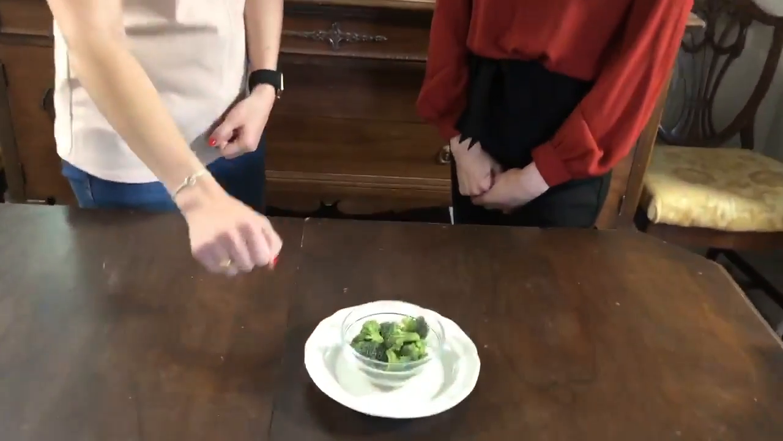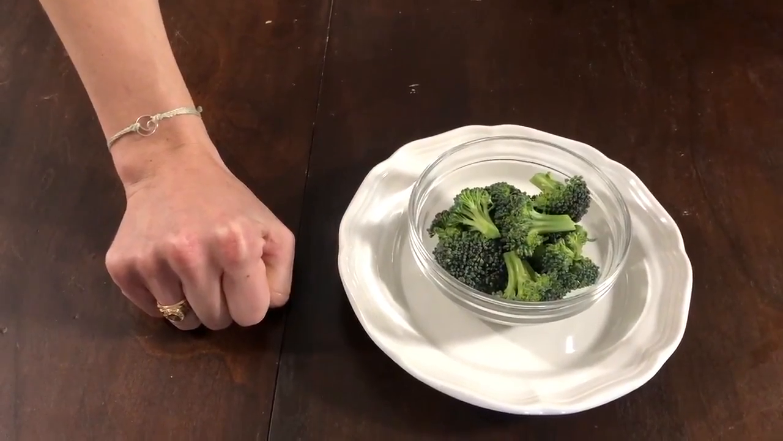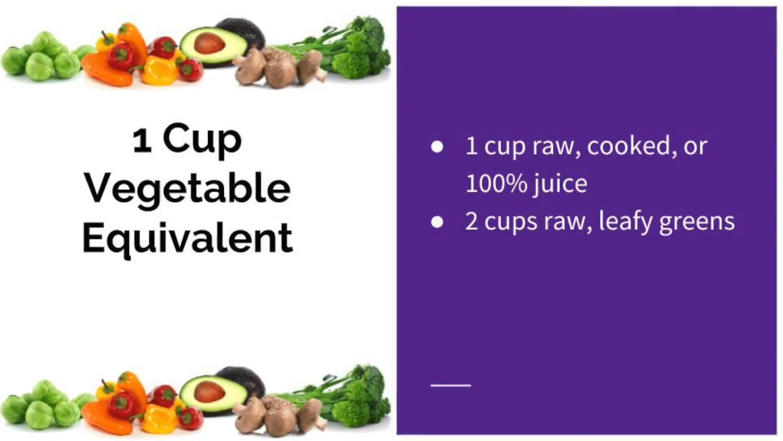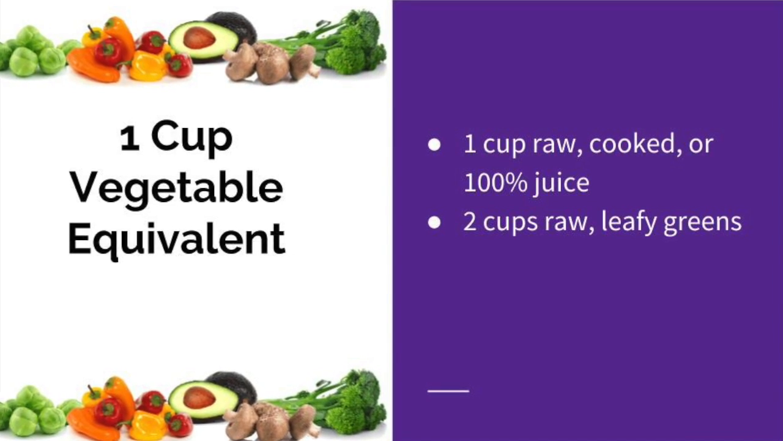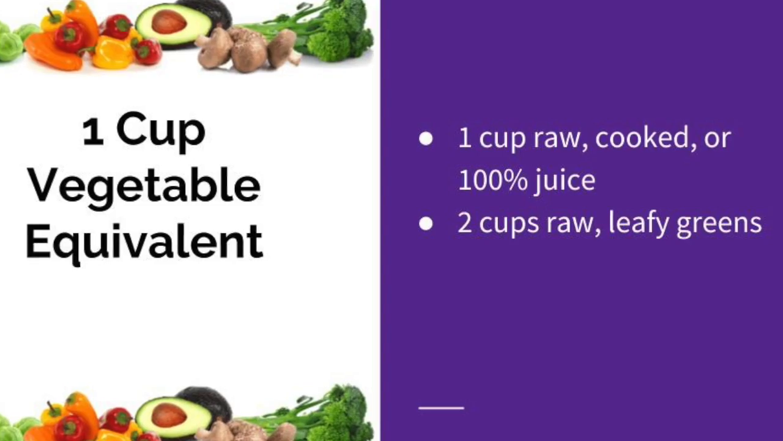The same goes for vegetables. 1 cup of vegetables is equal to the size of a fist, while half a cup of vegetables is equal to the size of a tennis ball. 1 cup of vegetables is equal to 1 cup raw, cooked, or 100% juice, or 2 cups of raw leafy greens.